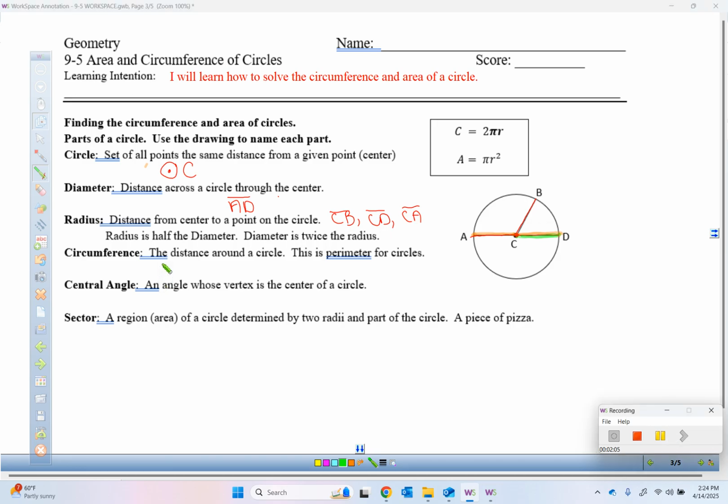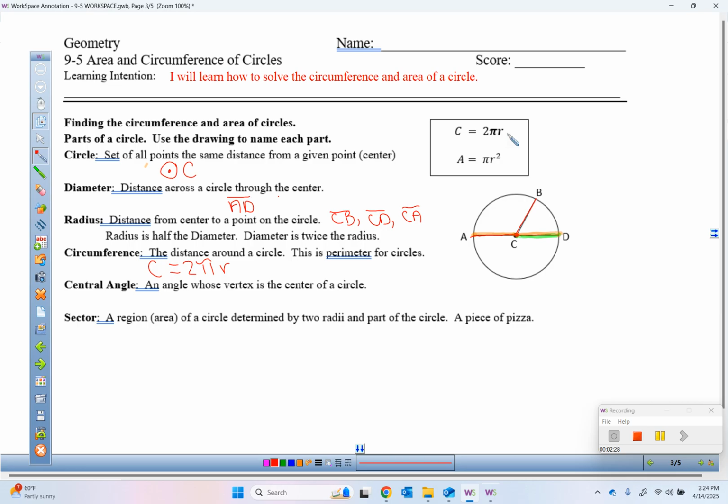Okay, the circumference is the distance around the circle. And this is kind of like a perimeter for circles. So like when we did polygons, we would add up all the sides to get our perimeter. Well, circles don't have sides. So we have a formula we can use to help us find the circumference, and it is C equals 2 pi r.